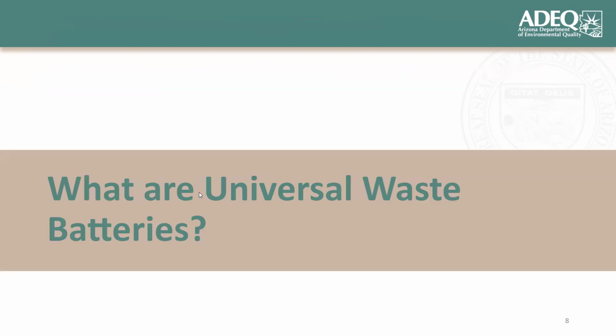Now that we just covered briefly the types of waste that can be managed as universal waste and the quantities that make facilities a small quantity handler versus a large quantity handler, I will now be going into further detail on the 5 types of universal waste, the first being universal waste batteries.